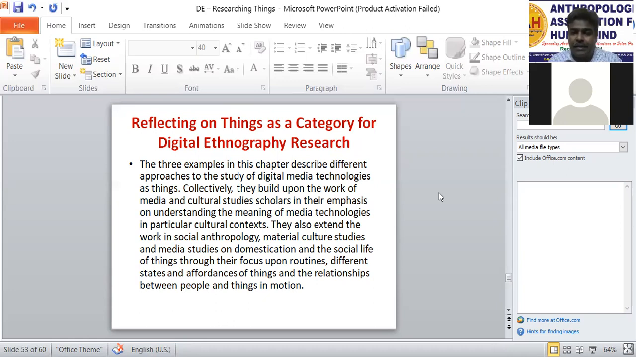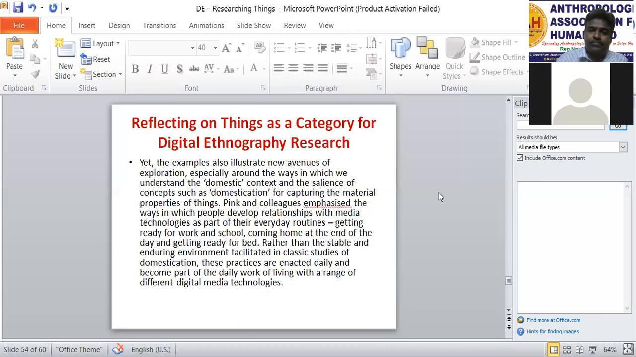upon the work of media and cultural studies scholars in their emphasis on understanding the meaning of media technologies in particular cultural contexts. They also extend the work in social anthropology, material culture studies, and media studies on domestication and the social life of things through their focus upon routines, different states, and affordances of things, and the relationships between people and things in motion. Yet, the examples also illustrate new avenues of exploration, especially around the ways in which we understand the domestic context and the salience of concepts such as domestication for capturing the material properties of things.